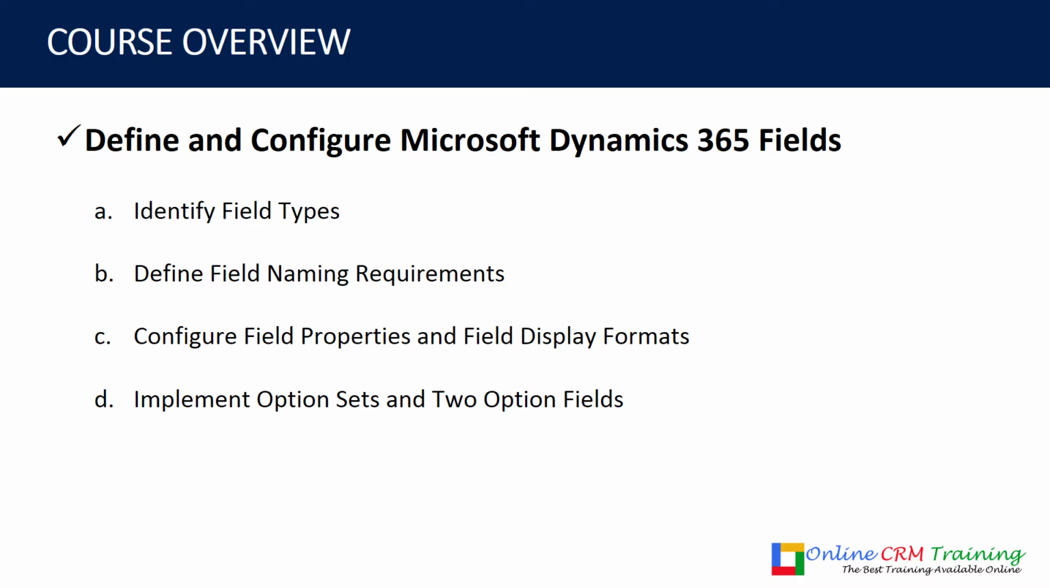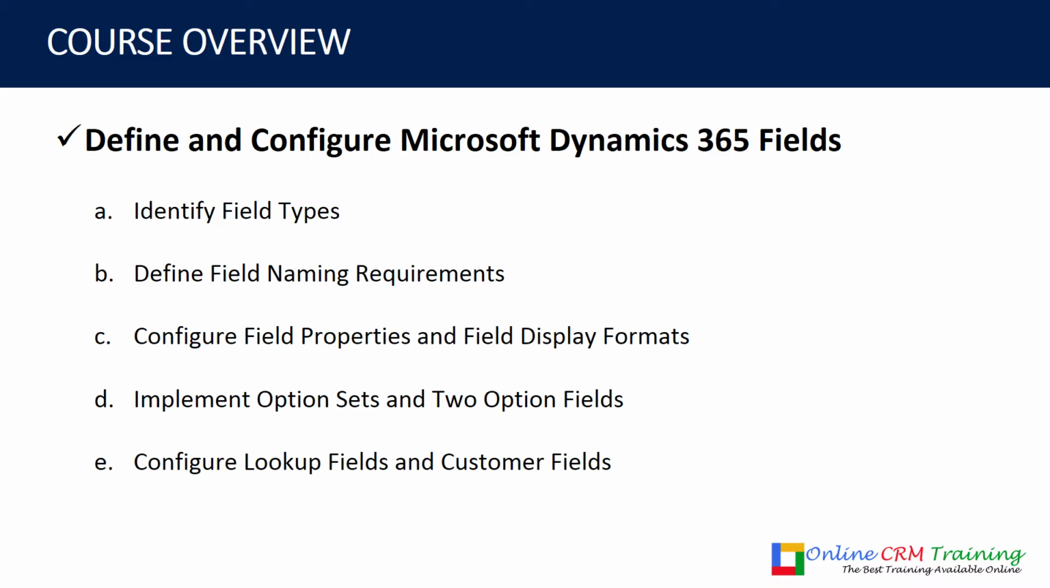Then next is how to implement option sets and two option fields. These are two types of fields available. Option sets basically allow you to select from a specific list of items, so that you don't need to manually enter it if you know the fixed values. And two option fields basically give you two options to select from. So we'll see how you can create them and why you should create them.